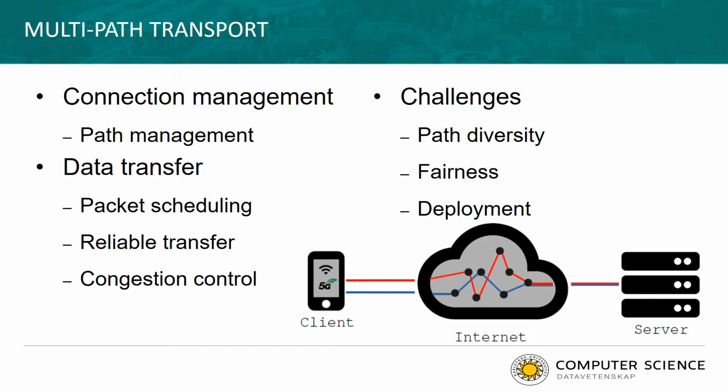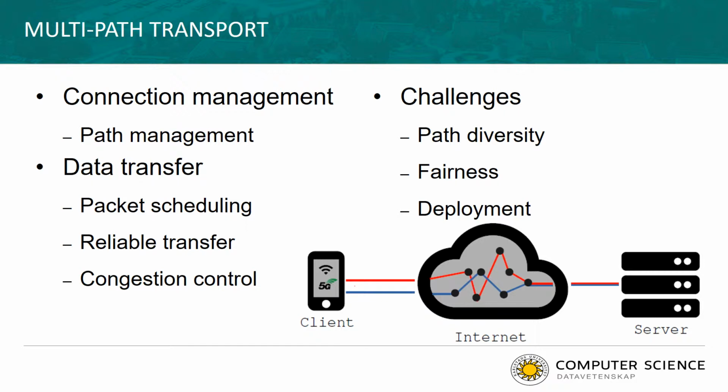So what are then the key things that we have to take care of? In connection management, when we set up and tear down our communication, we have to take into account that we now have multiple paths, and we typically refer to this as path management. We have to decide how to set up our paths and how to decide which ones to use. In our data transfer, we also have a number of things to consider. So how do we send our data over the paths? Well, we now have multiple paths available, and we therefore need some form of scheduling mechanism that determines which path to use for sending a particular packet.